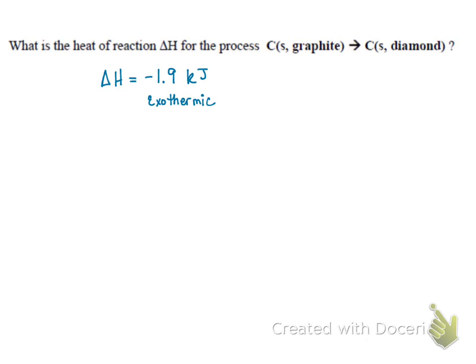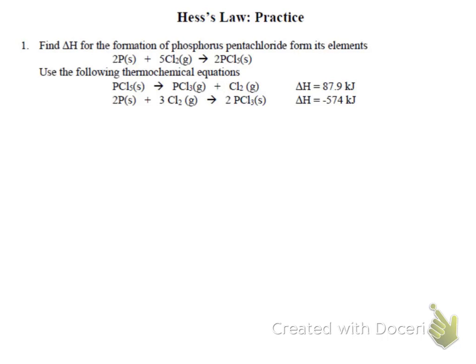So that's the summary. Because it is negative, it is an exothermic process, only by a little tiny bit. It's a very, very small number. So we're going to practice using Hess's law for the next few equations.